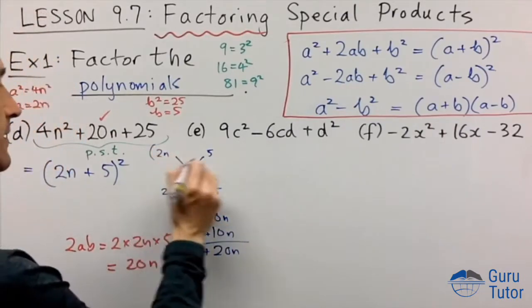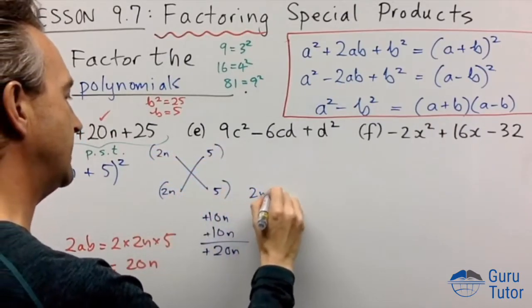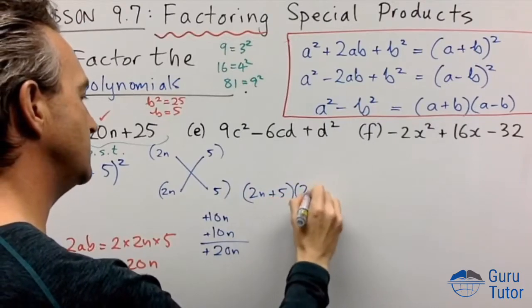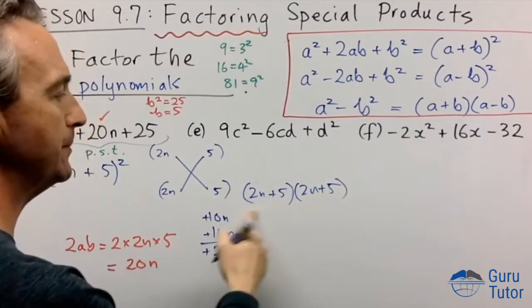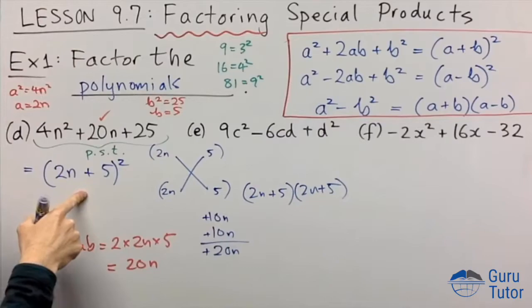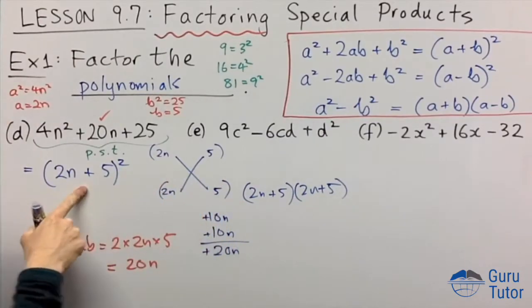And we get 2n plus 5 times 2n plus 5. And that can be simplified to that. So always try and write it like that if you can.